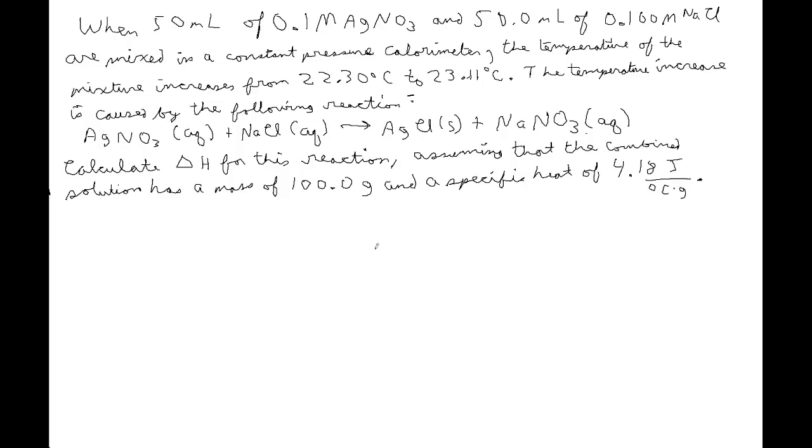When 50 milliliters of 0.1 molar AgNO3 and 50 milliliters of 0.1 molar NaCl are mixed in a constant pressure calorimeter, the temperature of the mixture increases from 22.30 to 23.11. The temperature increase is caused by the reaction. Calculate delta H for this reaction, assuming that the combined solution has a mass of 100 grams and a specific heat.